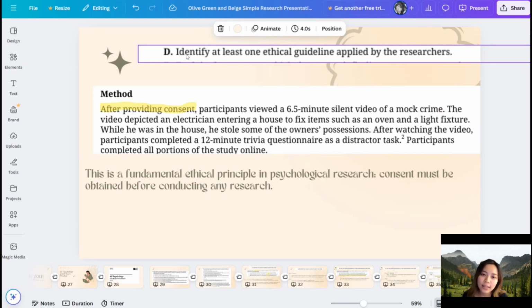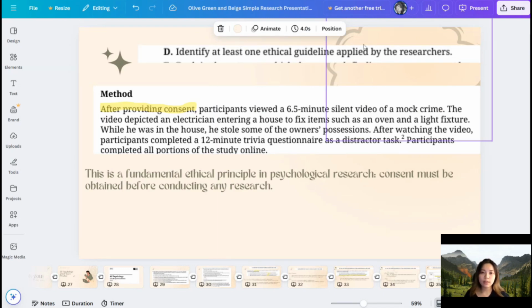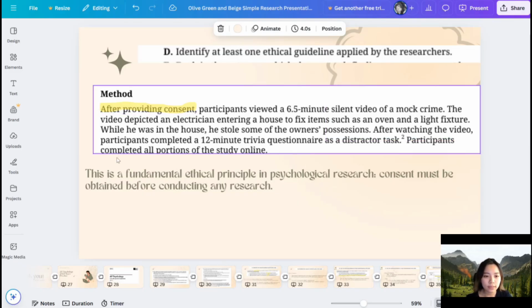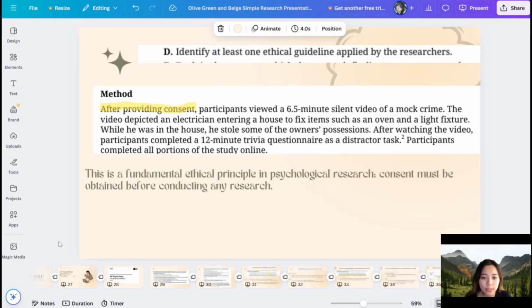D. Identify at least one ethical guideline applied by the researcher. Remember the dog study? They will be stated either in the first sentence, like this first sentence of the second paragraph in the method section. Right here. So this is a fundamental ethical principle in psychological research. Consent must be obtained before conducting any research.